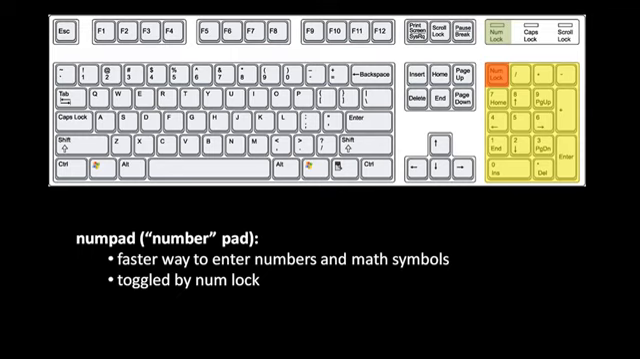Instead, when you hit 7, it's the same as hitting the Home key. So if you ever find yourself trying to use the numpad, but it's not entering numbers, just make sure numlock is on. Frankly, this is a very annoying feature. I think most users would much prefer it if numlock were always just on by default.